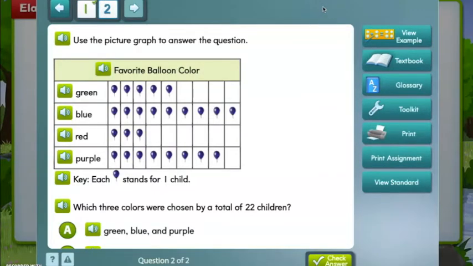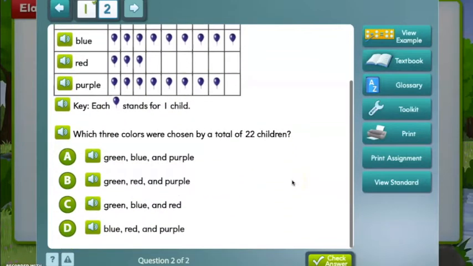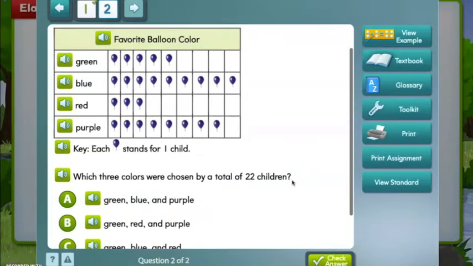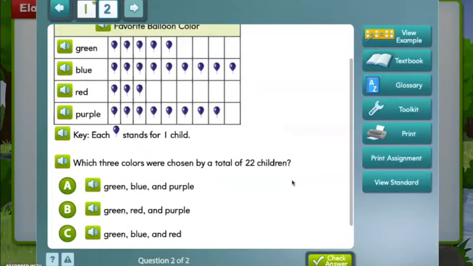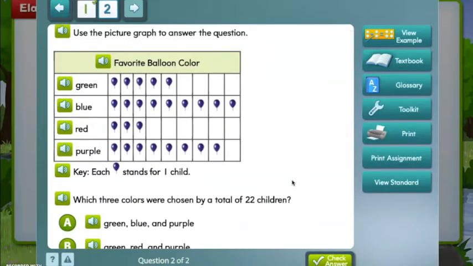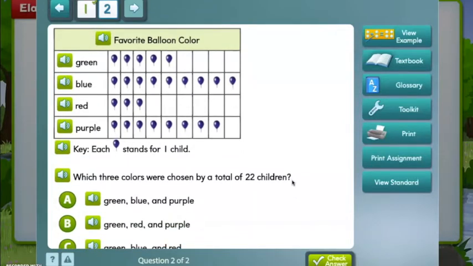Now, number 2 says, use the picture graph to answer the question. So let's take a look at our picture graph first before we answer any questions. So the title is Favorite Balloon Color. And then here are all the colors: green, blue, red, purple. Then the key says each balloon stands for 1 child. Okay? So now let's see what the question is. Which 3 colors were chosen by a total of 22 children?